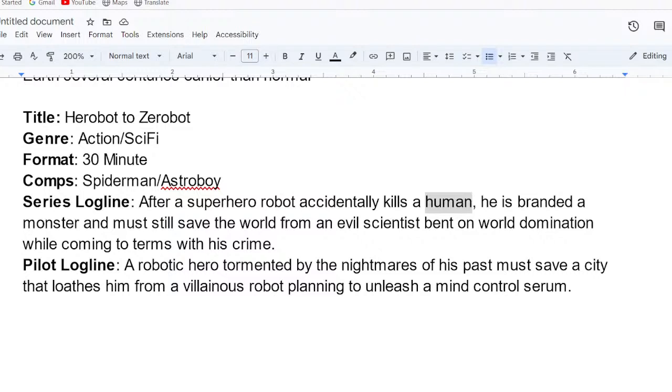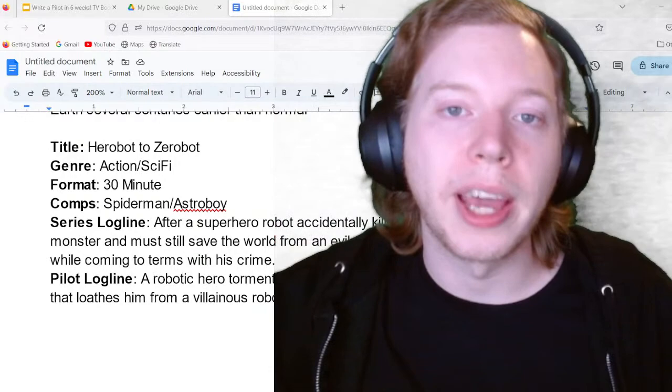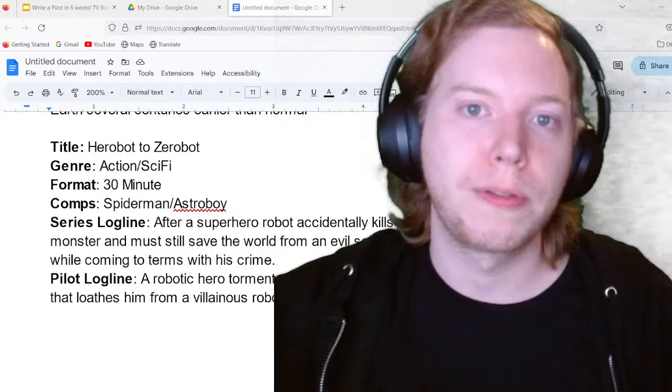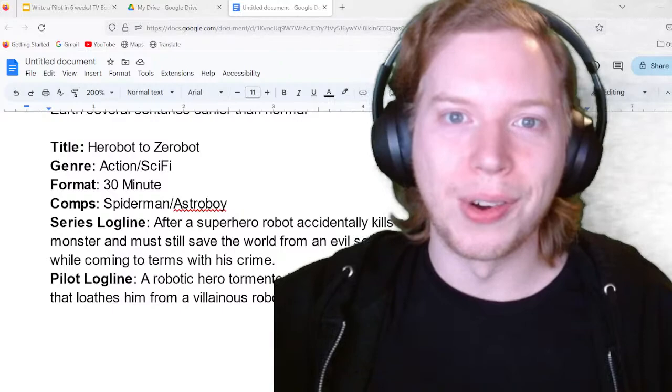It more manifests in him developing sorts of fears where he may become too paralyzed to act for fear that he would hurt somebody else. Oh, then you might want to, if that's the case, you would probably phrase it a little bit more like, when an accident on the job shatters his confidence, a controversial superhero robot must blank and blank, and keep it external for the series logline. So he must do these things in order to get his mojo back.